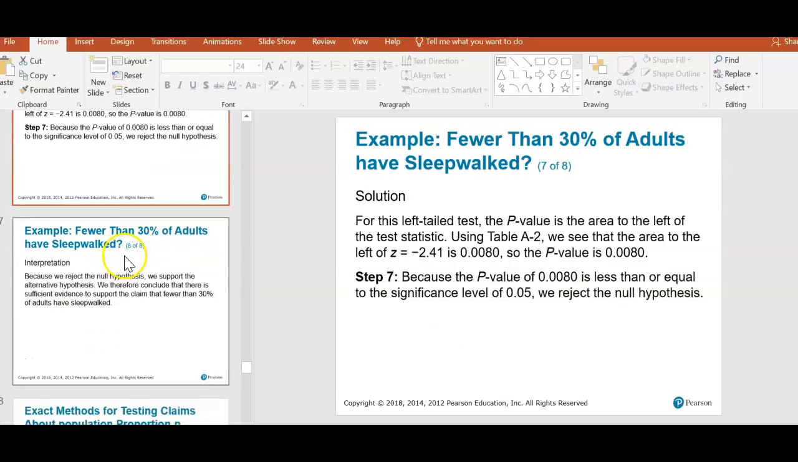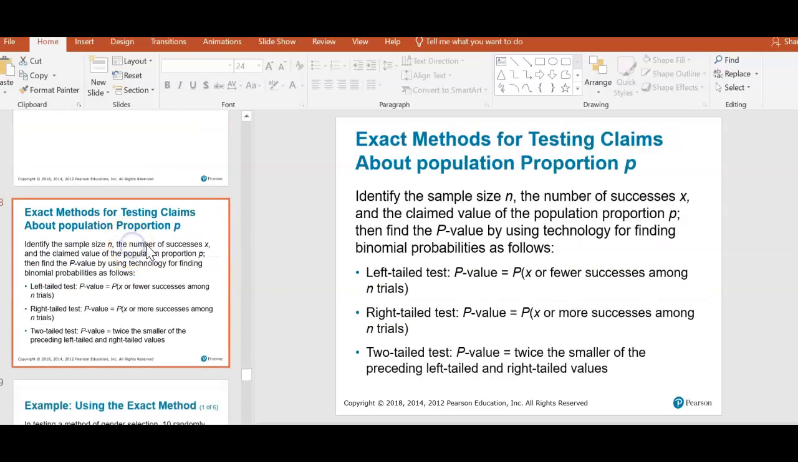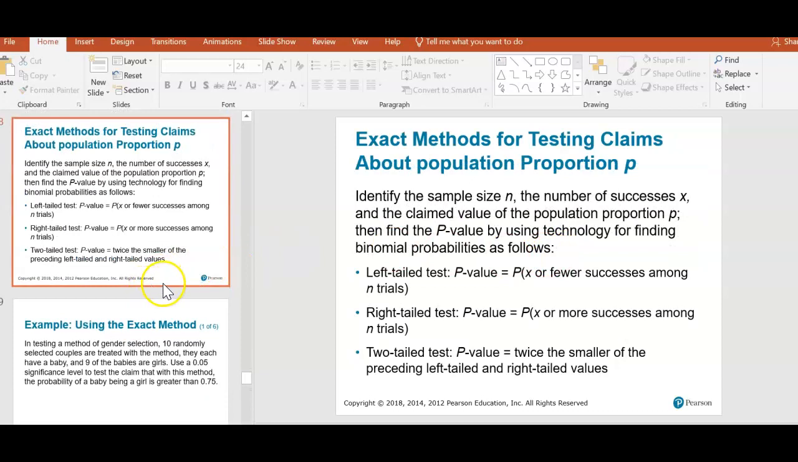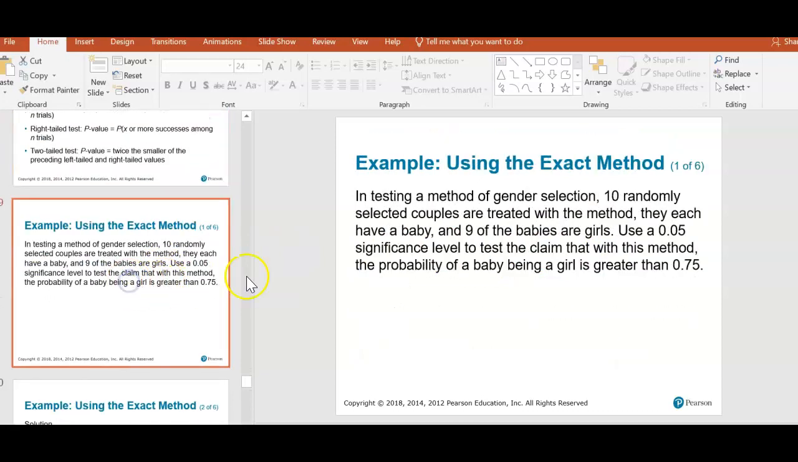So there is a way to do this exactly. So using an exact method, you look at the sample size, the number of successes, the claimed value of the population proportion, and we find p-values using technology. And basically what we're going to do with this exact method is we're going to find the binomial probabilities.